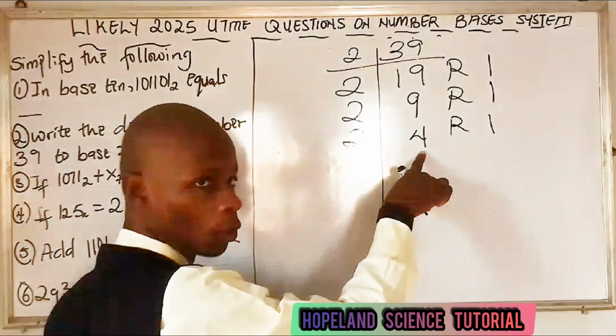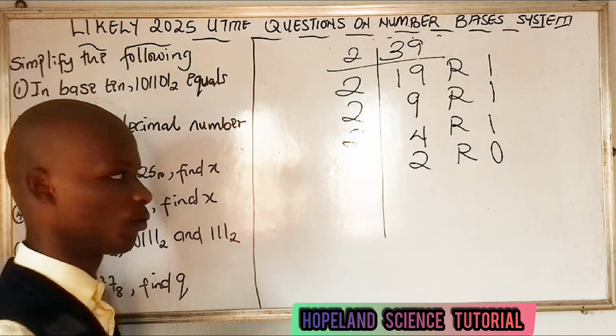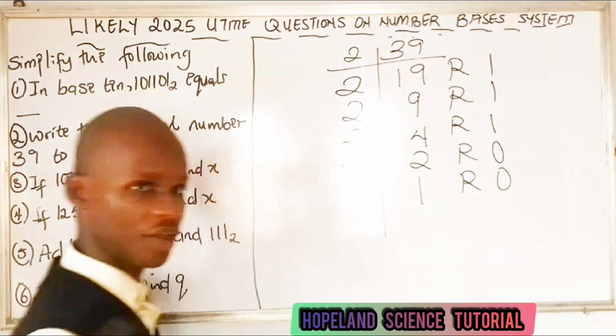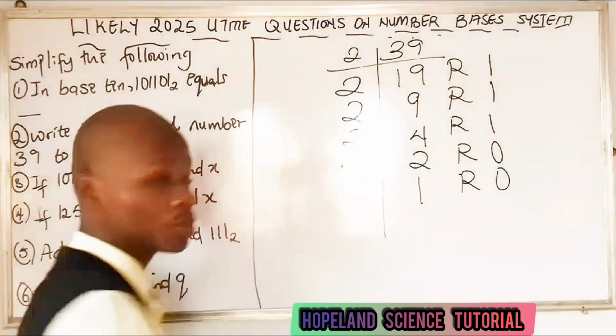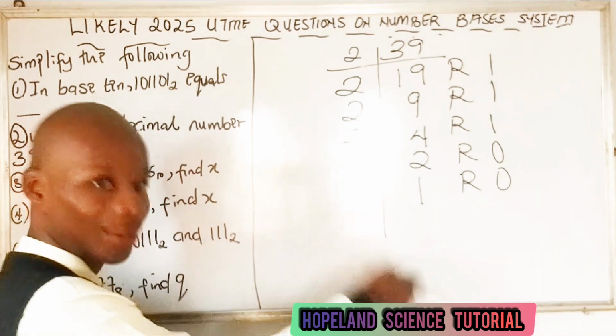Now 2 going to 4 is 2 remainder 0. Remember that 2 times 2 is 4. Now 2 going to 1 is 1 remainder 0, isn't it? Now 2 going to 1, is it possible for you to pick 2 items in the 1? No. So it therefore means it cannot, right?